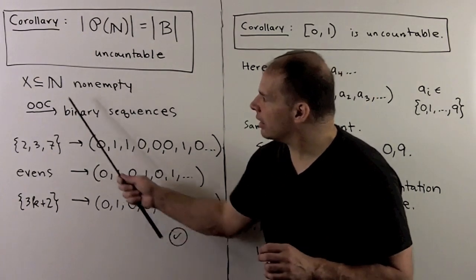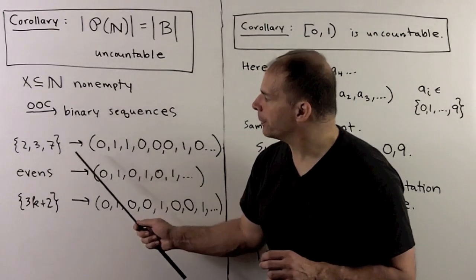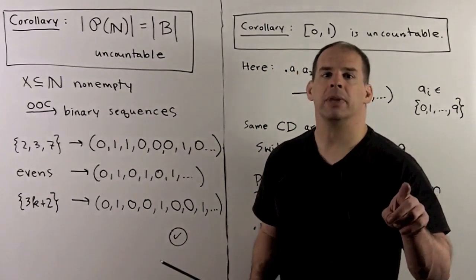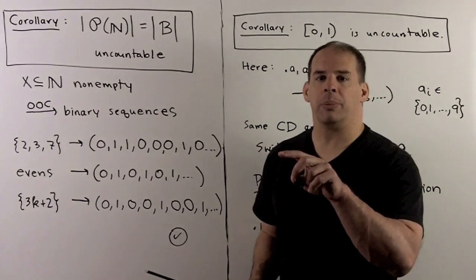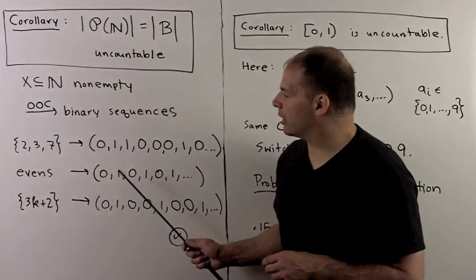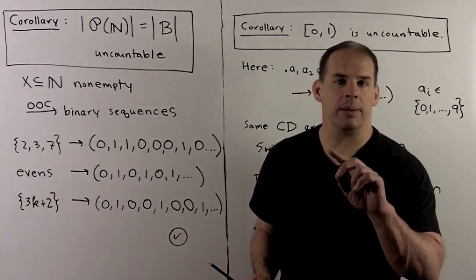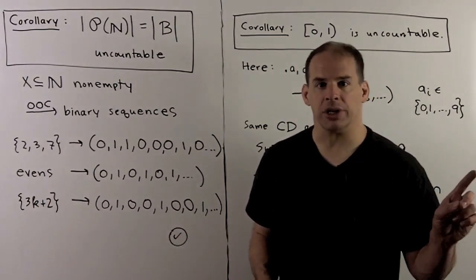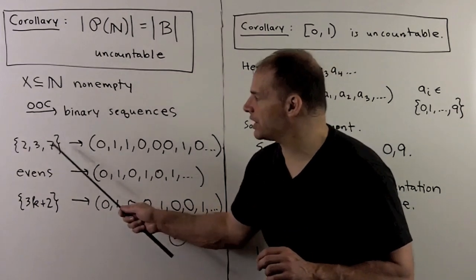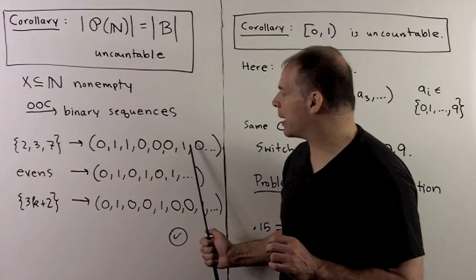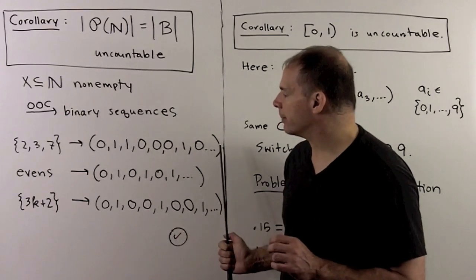So for each subset of the natural numbers, not empty, we have our list, 1, 2, 3, 4, and so on. If 1 appears in the subset, we give it a 1 in its entry, otherwise we give it a 0. And then likewise for all the other entries. So for instance, {2, 3, 7}: we'll have a 1 in the second, third, and seventh spots, 0 elsewhere.